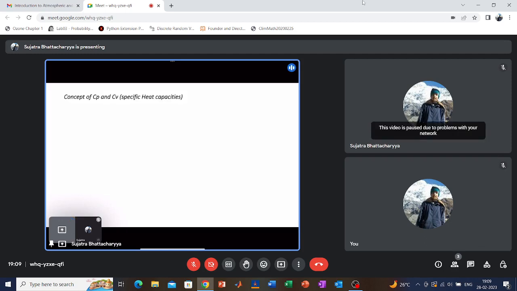Fine. So the concept of Cp and Cv. Well, so again see, these are the specific heats.